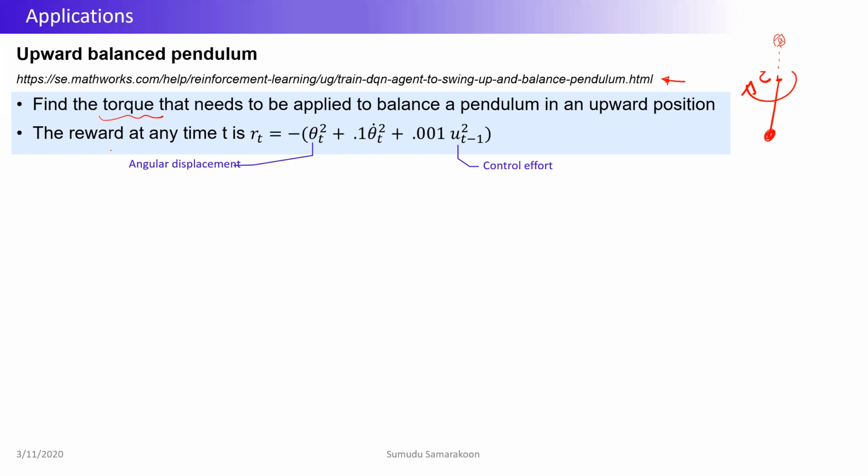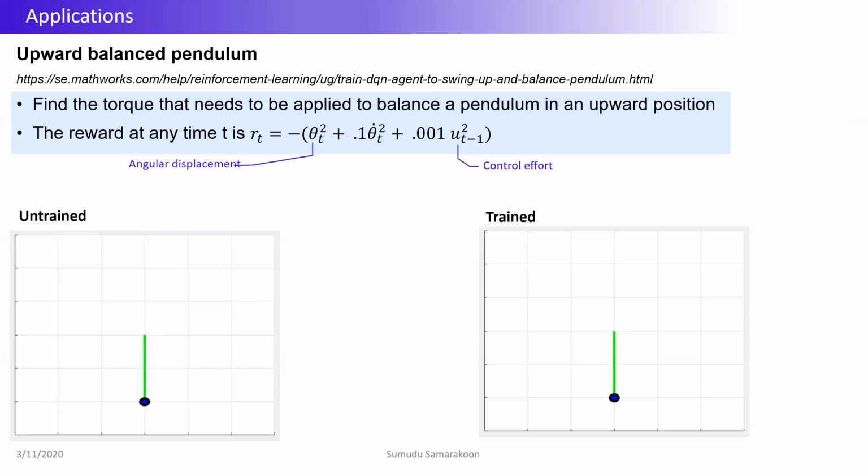The reward at any time t is defined in this manner, where theta is the angular displacement, theta dot is its derivative, and u is the control effort. So it is related to the torque. This problem is solved via deep Q networks.